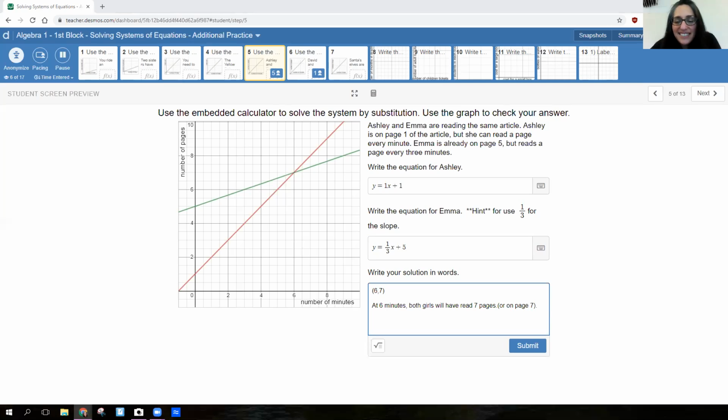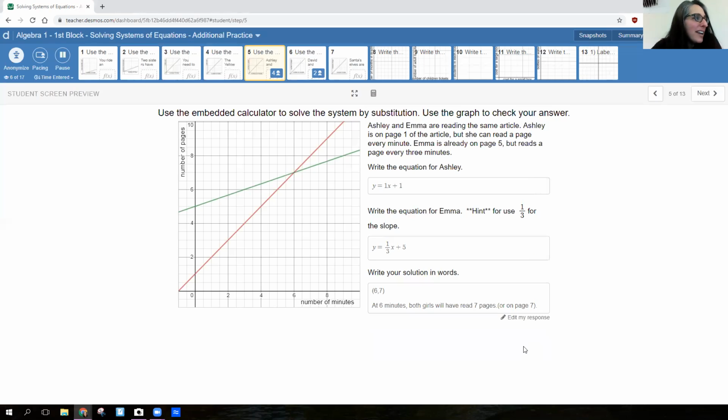Nice, very good. They'll be on the same page, right? That's a good way to say it too. That way we don't have to go back and forth between that. All right, go ahead, hit submit, and once you have that, move to slide 6.